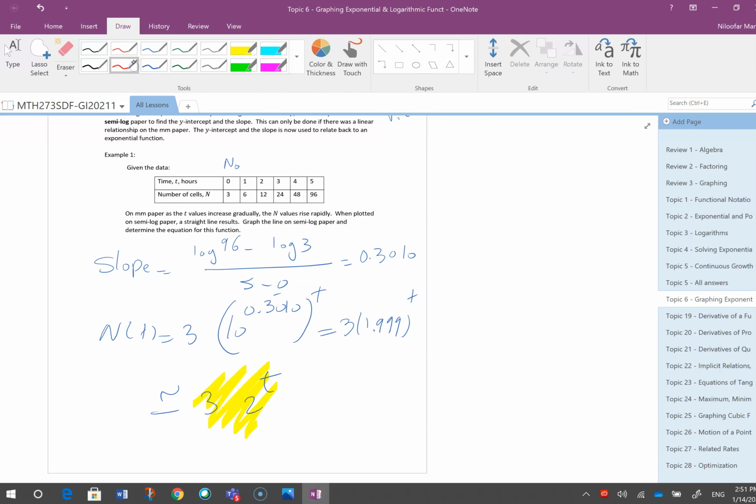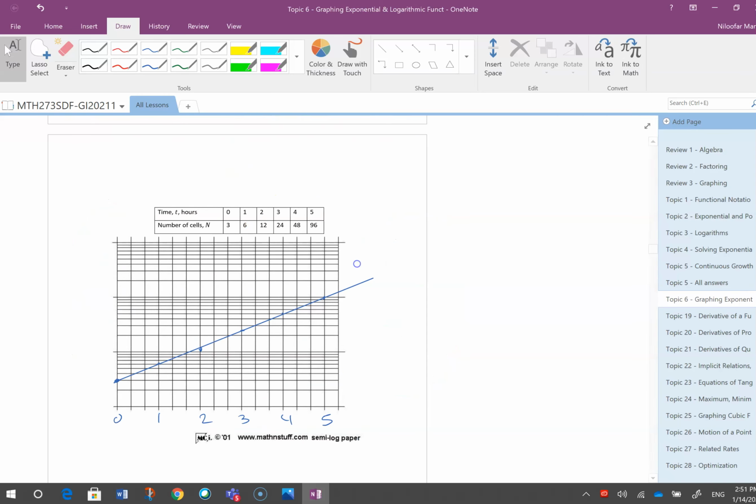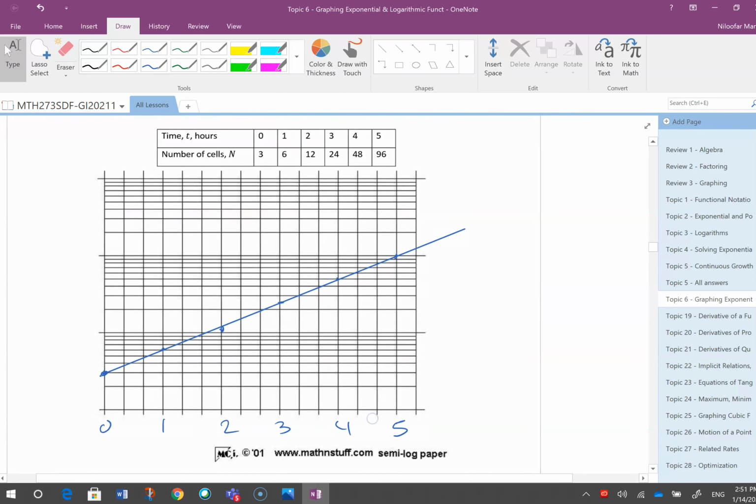So for this part, I use this. And for this part, I use 10 power slope. And for a slope, I use this formula: logarithm of one y, minus logarithm of another y, divided by x2 minus x1. Okay, and then that's it. I have the equation. So if I don't have the equation, I can do that. And I also can graph it.